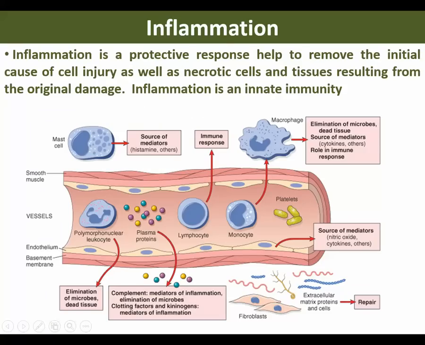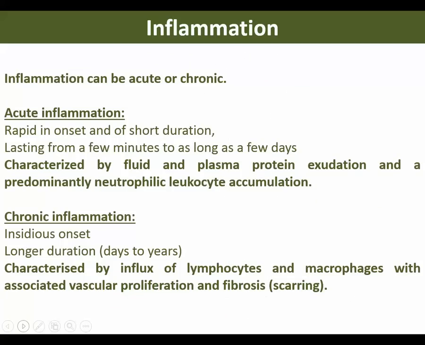Okay, so inflammation is a protective response which helps to remove the necrotic tissues, cells, as well as to remove the bacteria, sometimes viruses. Okay, and it is there from birth. It is called innate immunity. So there are 2 types of inflammation: acute inflammation and chronic inflammation. Acute means very fast, rapid onset, and it happens within a few minutes to a few days, a very short duration of time.